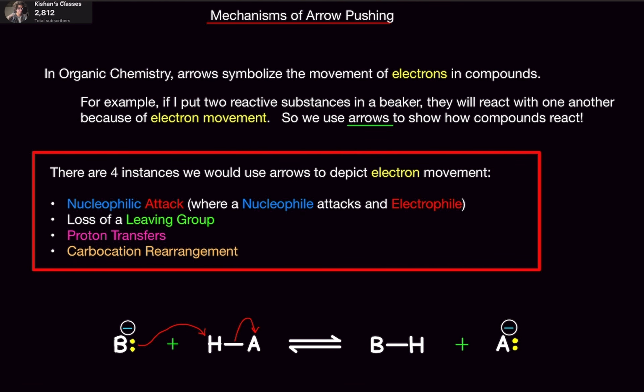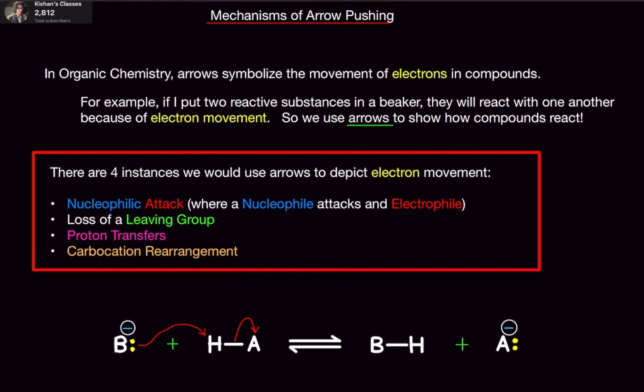All right, let's begin. Mechanisms of arrow pushing. So in organic chemistry, arrows symbolize the movement of electrons in compounds. For example, say I put 2 reactive substances or compounds into a beaker, they will react with one another because of electron movement. But how do we depict electron movement on a piece of paper, on a test? That's why we use arrows. Arrows depict electron movement in reactions in organic chemistry.